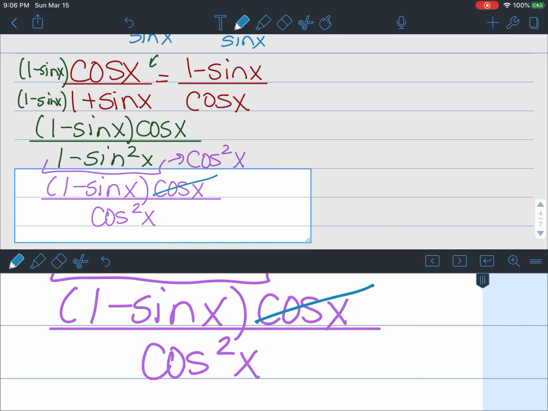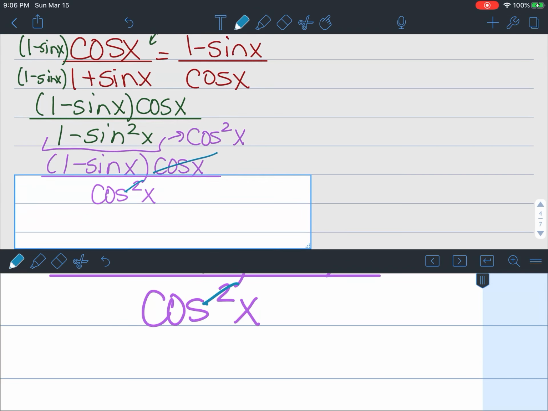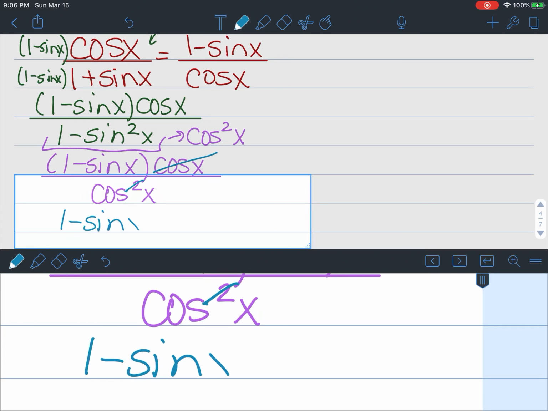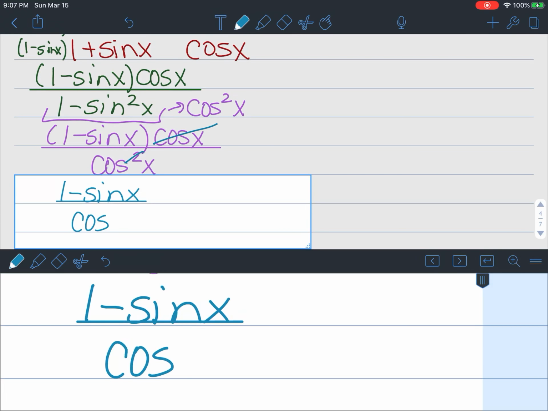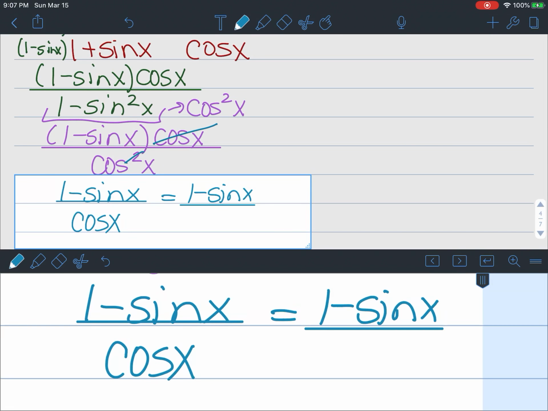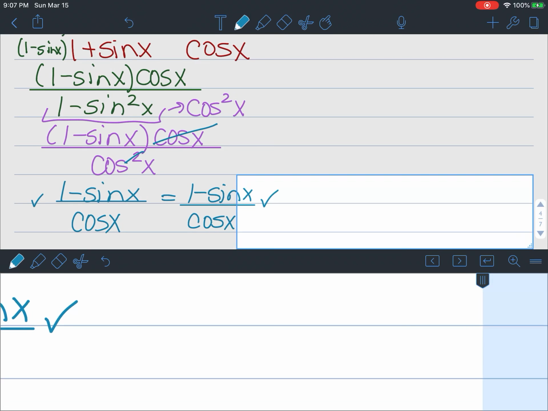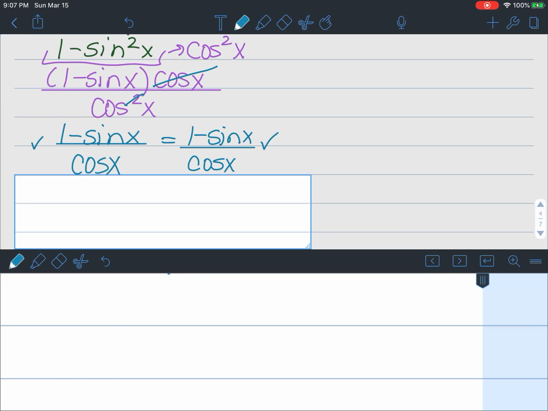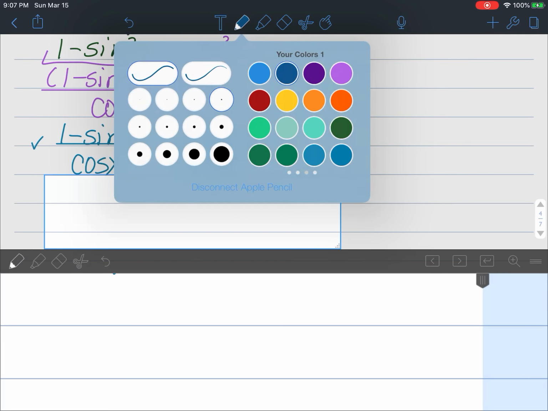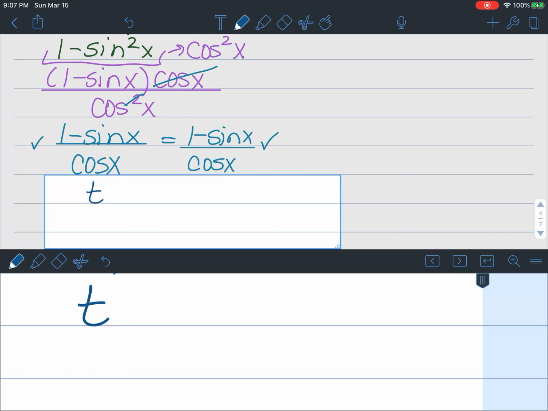Do you see how this is very similar to the previous problem? I can cancel this cosine with the cosine squared. And there we go. Remember to make your last line look exactly the same on the left as the right. Okay, and I think we'll do one more example for today, and then we'll call it a day.